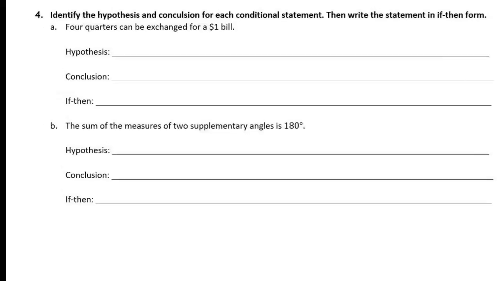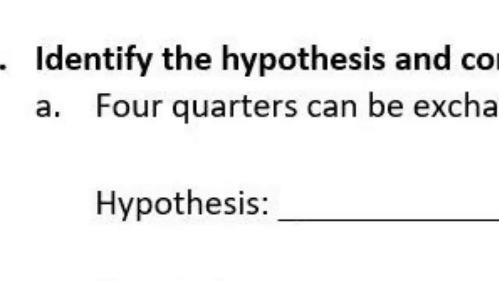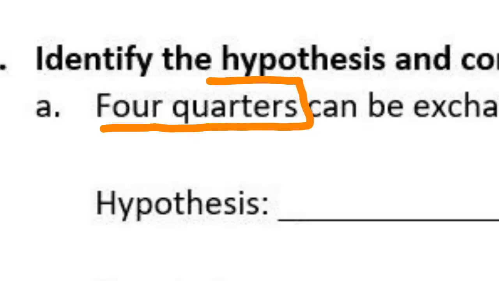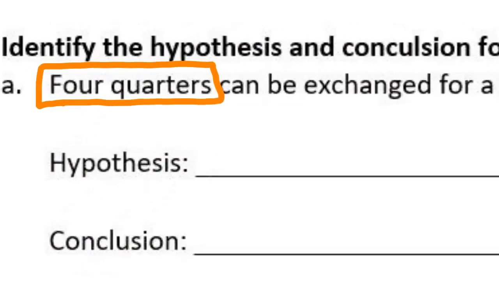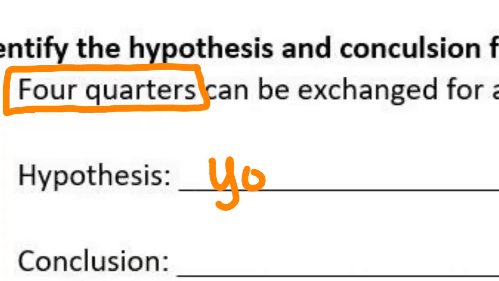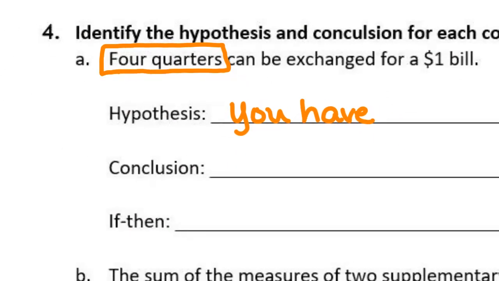You're going after the first part of the sentence. So we're going to start with this piece right here. 4 quarters. Now that's not a whole sentence by itself, right? But it would be a whole sentence if I said, you have 4 quarters, right? And if you have 4 quarters, what can you do with them? Then you can exchange them for a $1 bill. So my hypothesis is you have 4 quarters.